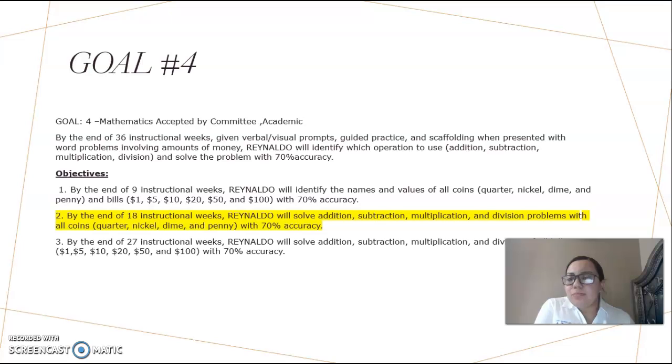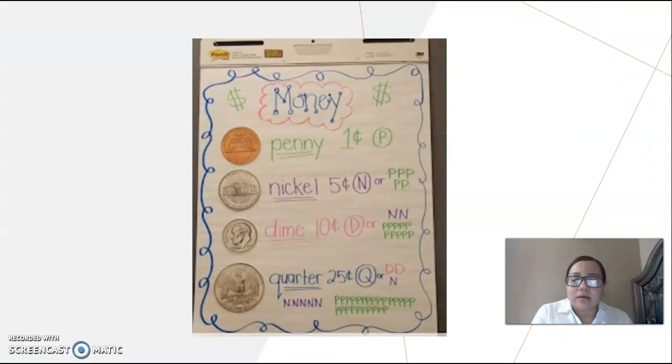So goal number 4, Ray, states, by the end of the 18 instructional weeks, Reynaldo will solve addition, subtraction, multiplication, and division problems with all coins, which contains quarters, nickels, dimes, and pennies with 70% accuracy. So here it is just an anchor chart telling us about money. It's showing us this coin right here, and it tells us it's a penny and it's 1 cent. You can also put a P for penny. This coin right here is a nickel, and it is worth 5 cents, and you can also put the N. Or you can also have 5 pennies. 5 pennies equals 1 nickel.